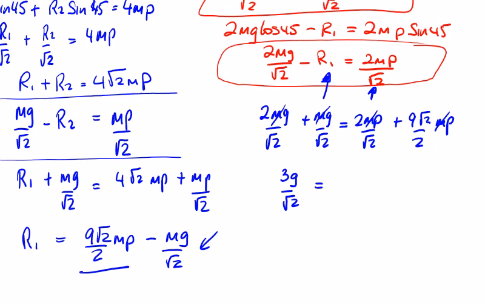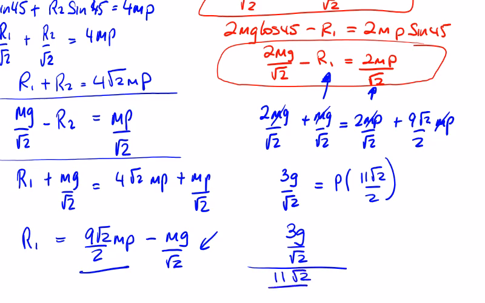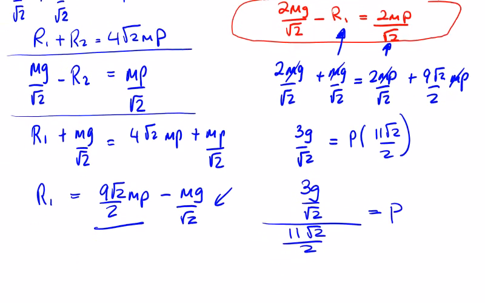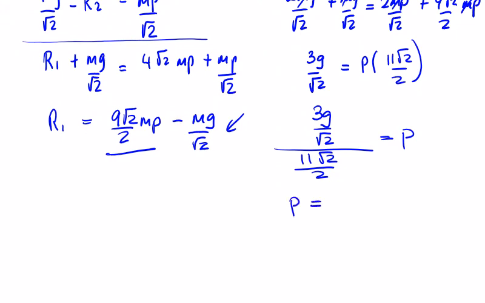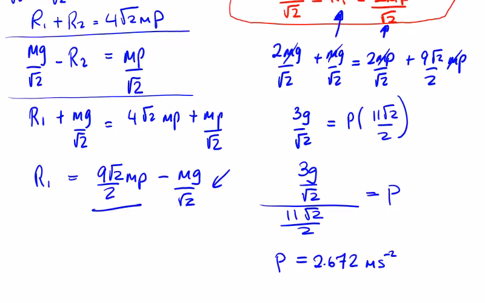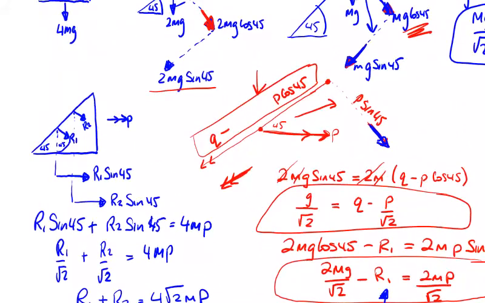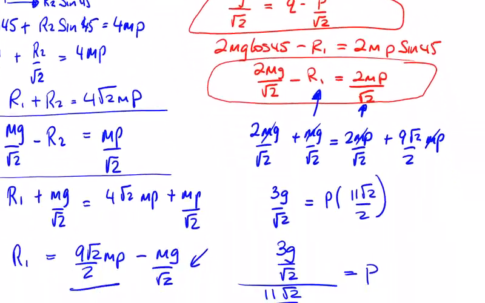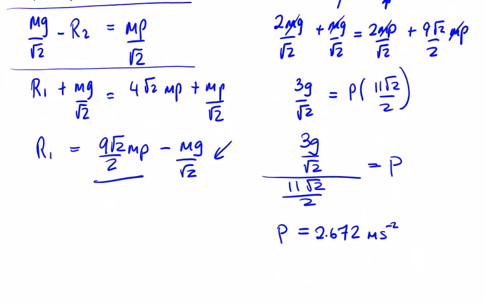So type in 2 over root 2 plus 9 root 2 over 2 into a calculator. It's going to give 11 root 2 over 2. So it's going to be p times 11 root 2 over 2. And if I divide 3g over root 2 by 11 root 2 over 2, I'm going to get p. So typing this into a calculator, p becomes 2.672 m s to the minus 2. Just check, is that the acceleration of the wedge? Yes, p was the acceleration of the wedge, which is what they're looking for in this question. That's the end of this question.